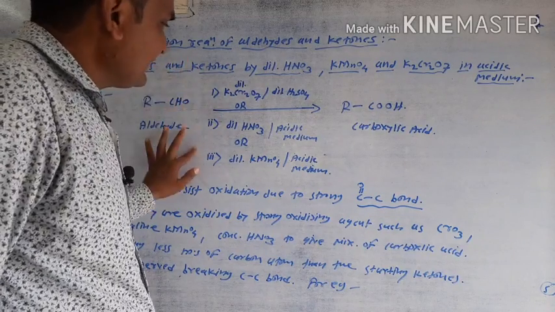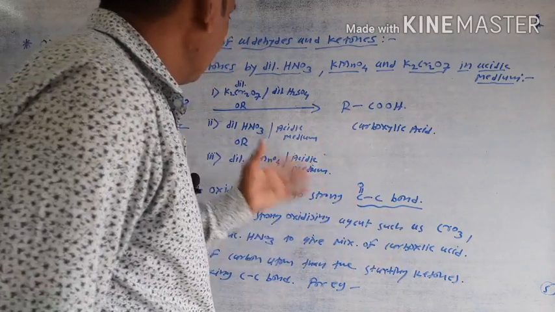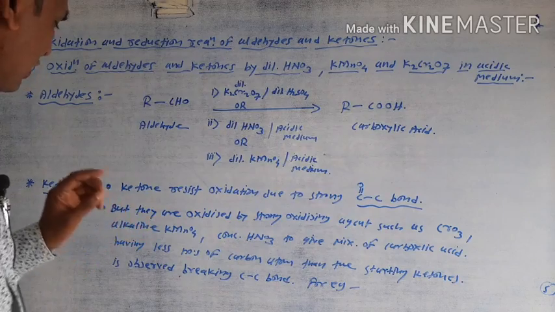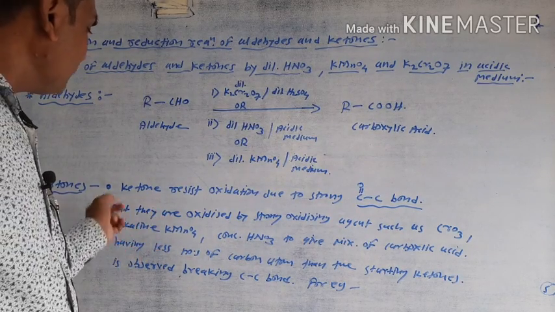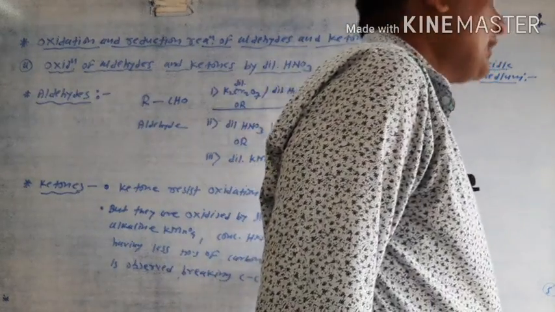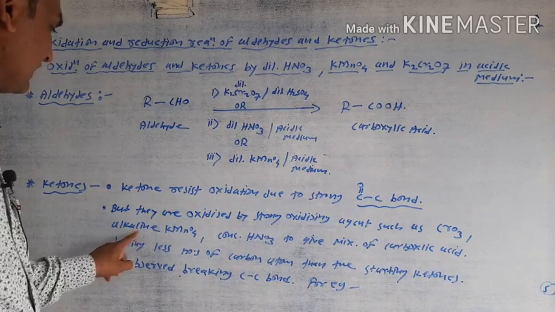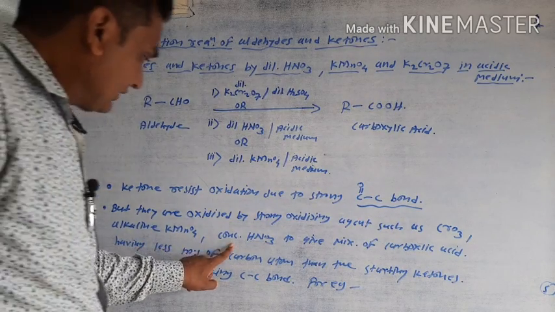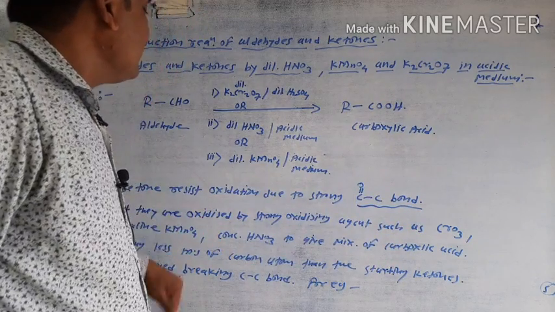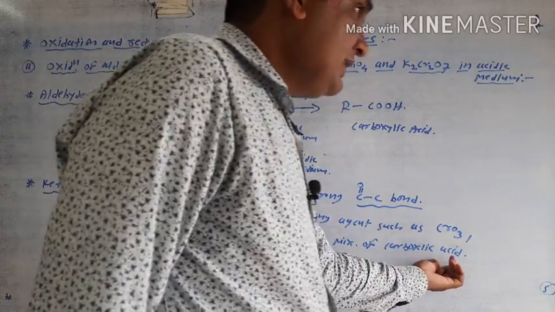All three reagents are mild oxidizing reagents and do not react with ketonic molecules. But ketonic molecules will be oxidized by strong oxidizing agents such as CrO3, alkaline KMnO4, or concentrated nitric acid. These strong oxidizing reagents easily oxidize ketones and give a mixture of carboxylic acids.